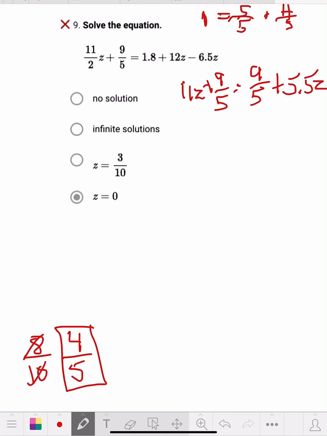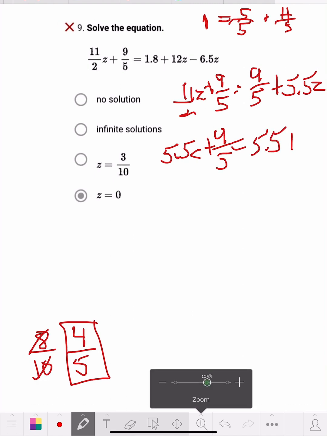Okay, now if you take the 11 over 2, how many Z's would that be? 2 goes into 11 how many times? 5, and then 0.5. So we get 5.5 Z's on this side plus 9/5 equals. Can I rewrite this side? I can write 5.5 Z plus 9/5.